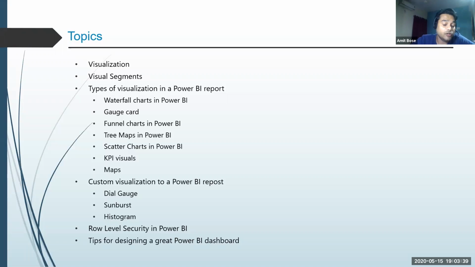So before I go into the types of visualizations, I will talk about visual segments. After that, I will start working with some of the visuals like waterfall chart, gauge chart, and funnel charts, tree maps, scatter charts, KPI visuals, and maps in Power BI desktop. And after that, I'll be working with some custom visuals like dial gauge, sunburst, histogram, which are available in the Power BI marketplace. We'll be downloading those visuals from there, and we'll be working on those visuals.